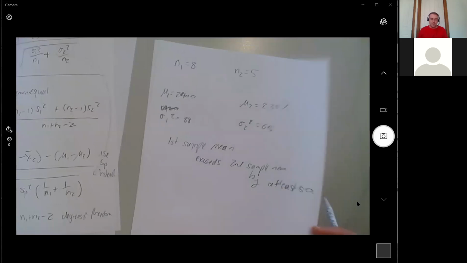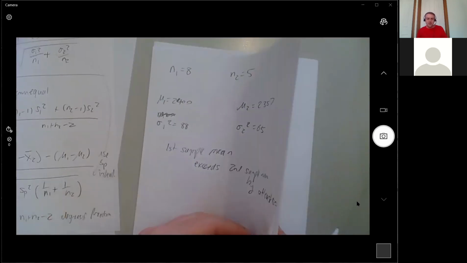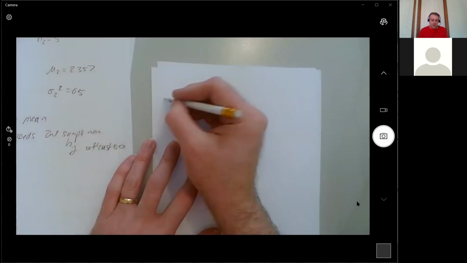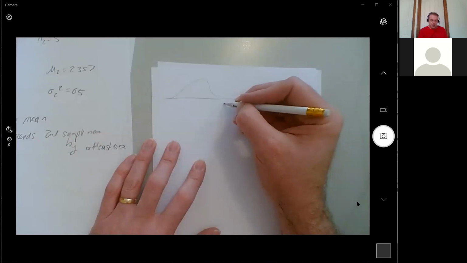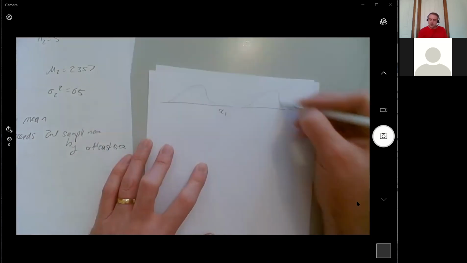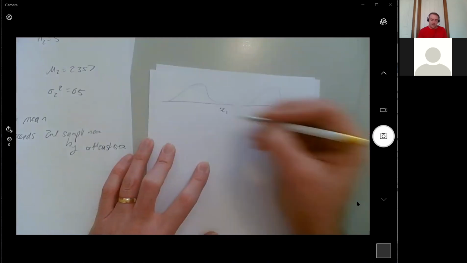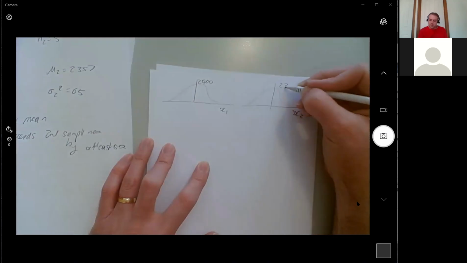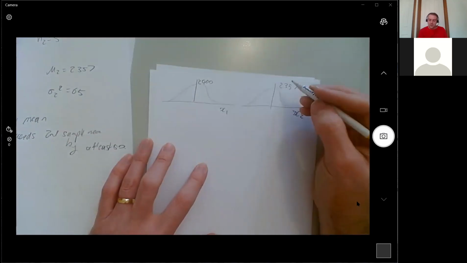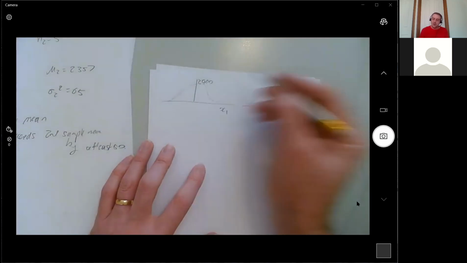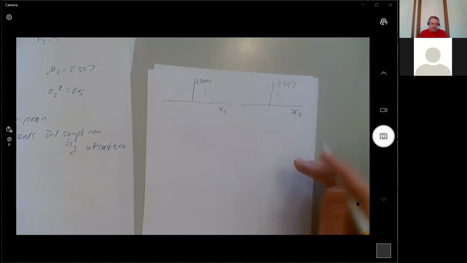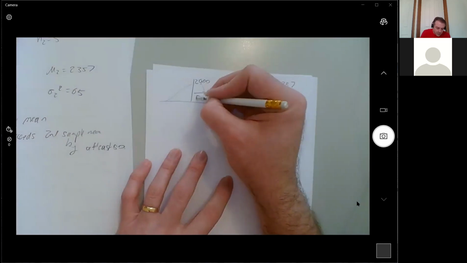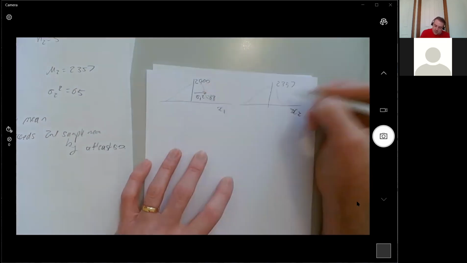Okay. So I'm just going to imagine the situation that's going on here. So the situation that's going on here is that there's one normal distribution for the x1s, and there's another normal distribution for the x2s, and this has a mean of 2,400, and this one has a mean of 2,357. And the variances, sigma 1 squared is 88, and sigma 2 squared is 65.